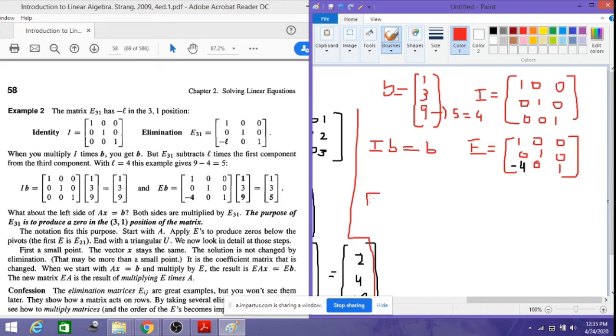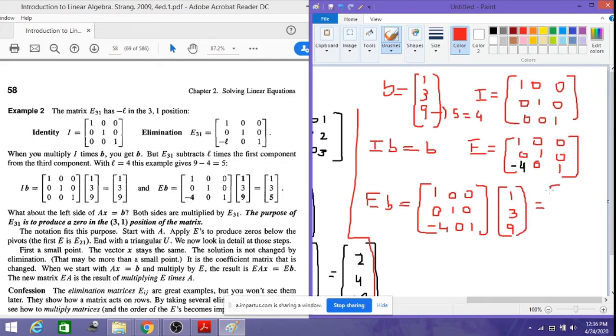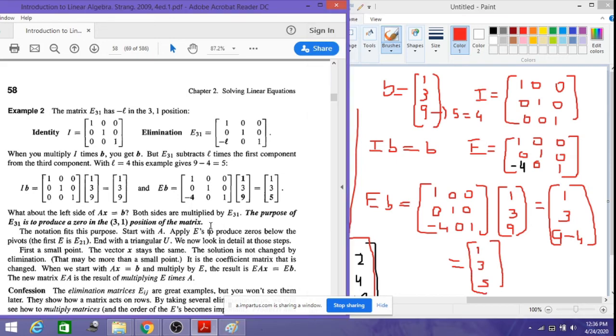Now let us multiply this elimination matrix with B. So we get 1, 0, 0, 0, 1, 0, and minus 4, 0, 1, and let us put our B vector values here. Then when you solve it, what do we get? This is 1 I'll get, here I'll get 3. Now for this, I'll get minus 4, so I will write this as 9 minus 4. So ultimately I'll get 1, 3 and 5, the new vector.